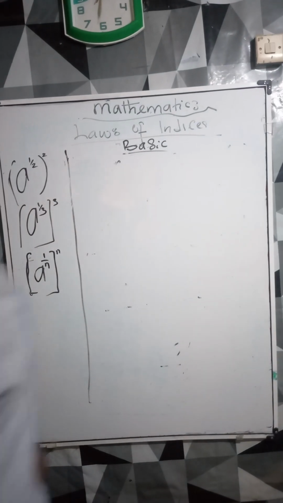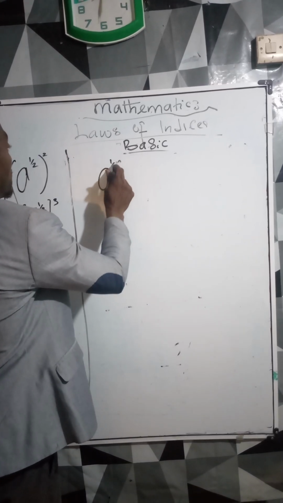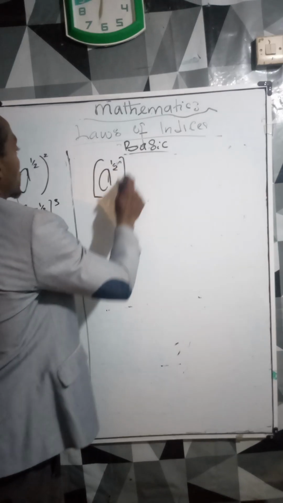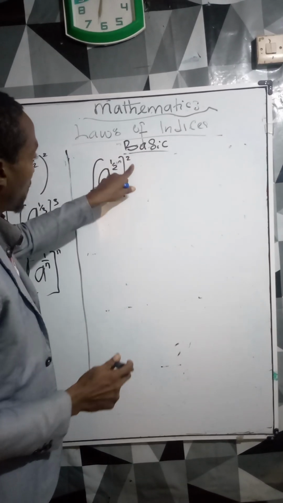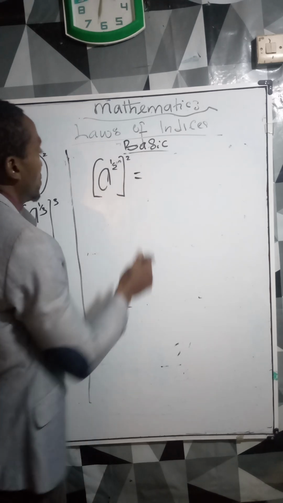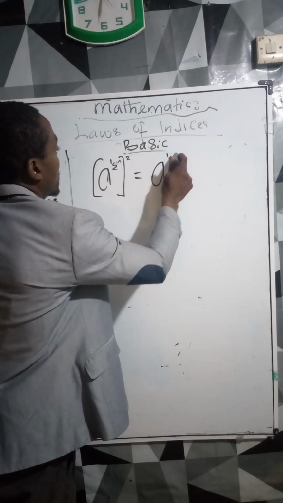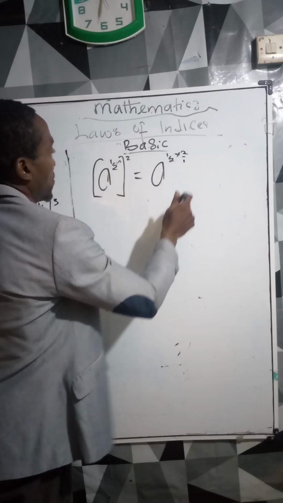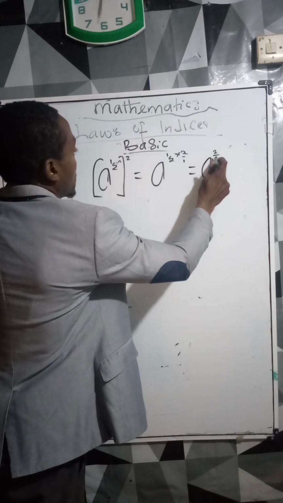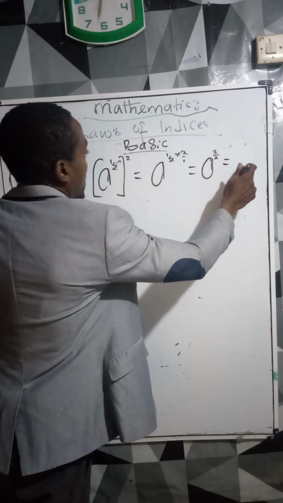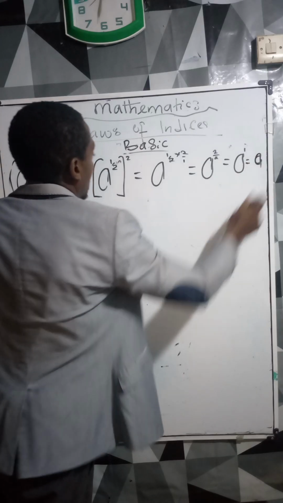So supposing we are given this kind of question now: a raised to power 1 over 2, with the bracket raised to power 2 outside. Now you use the power outside to multiply the power inside. It's a law. So you have 1 over 2 times 2, which has an invisible 1 here, so 2 times 1 is a raised to power 2 over 2. 2 divided by 2 is what? a raised to power 1, which is a. Our final answer is a.